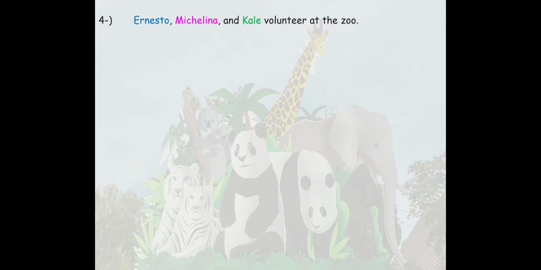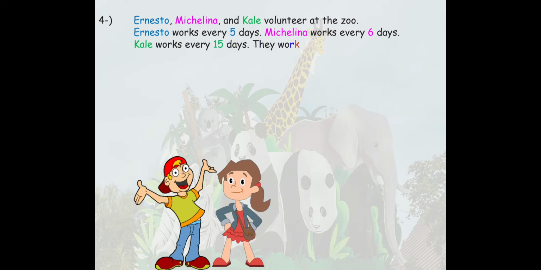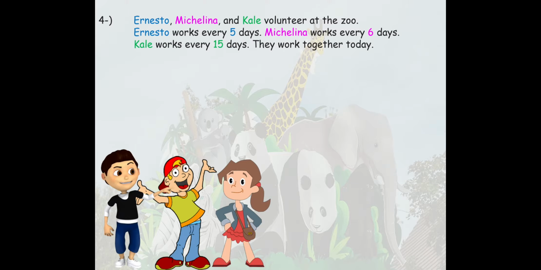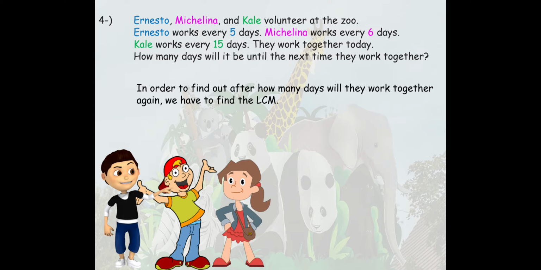Number 4. Ernesto, Michelina, and Kate volunteer at the zoo. Ernesto works every 5 days. Michelina works every 6 days. And Kate works every 15 days. They work together today. How many days will it be until the next time they work together? In order to find out after how many days they will work together again, we have to find the LCM of 5, 6, and 15.